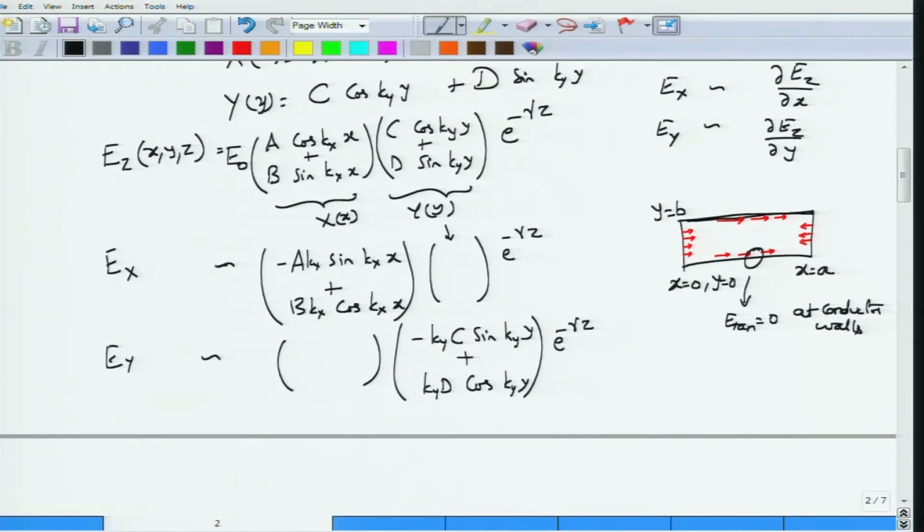It does allow you to have a normal component, but that won't help you in the boundary condition. So the tangential component of the electric field must go to 0, and it must go to 0 at two boundaries, y equal to 0 as well as at y equal to b. What kind of a function between sine and cos will have a 0 at the boundaries?